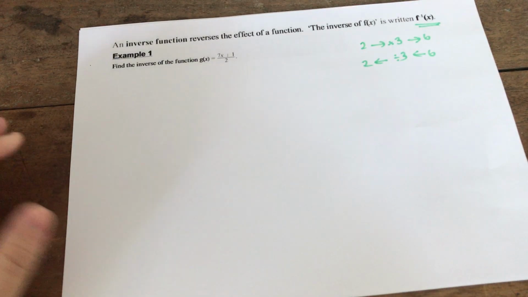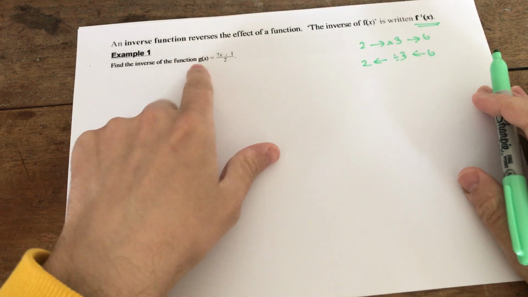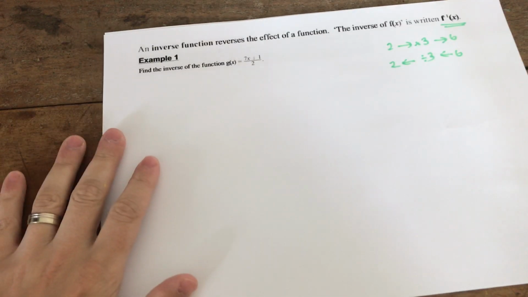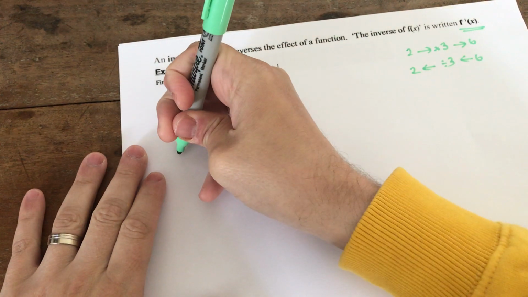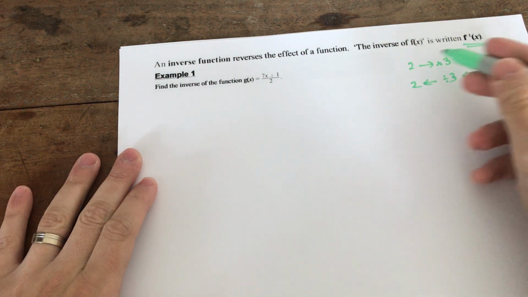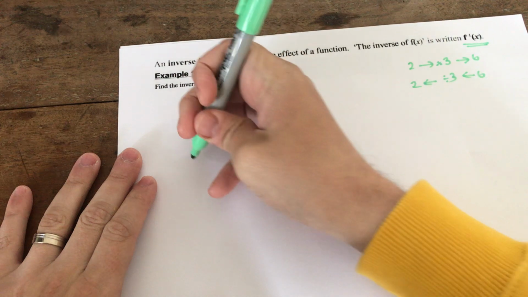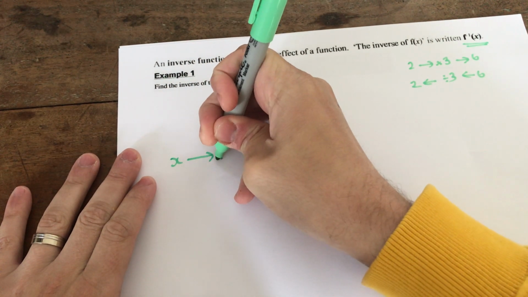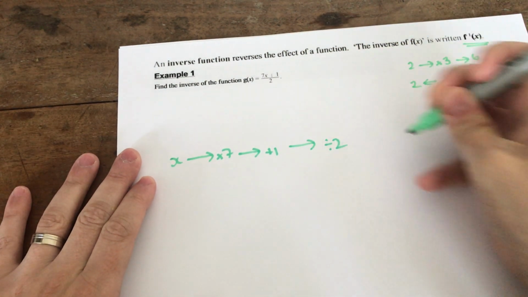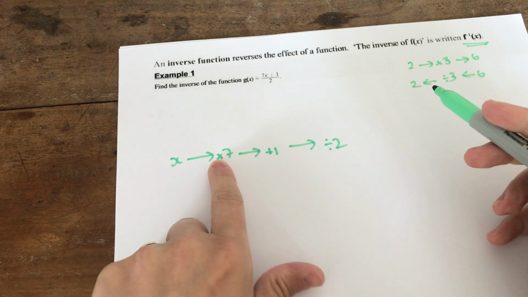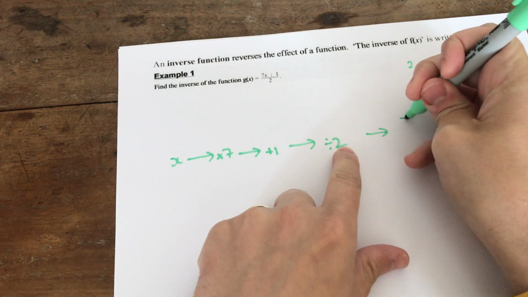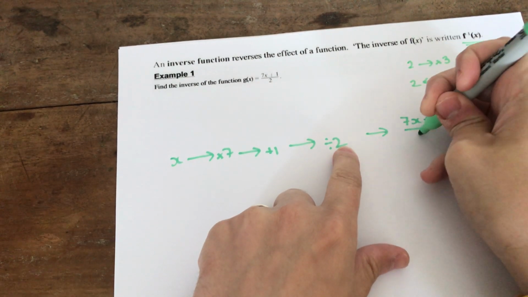Now, we're going to look at finding the inverse of the function g(x), which is 7x plus 1 all over 2. I'm going to look at doing this in two different ways. The first way uses function notation, as in my basic example. So we've got times by 7, add 1, and then we divide by 2. x times by 7 gives us 7x, add 1 gives us 7x plus 1, divide by 2, and we get 7x plus 1 all over 2.